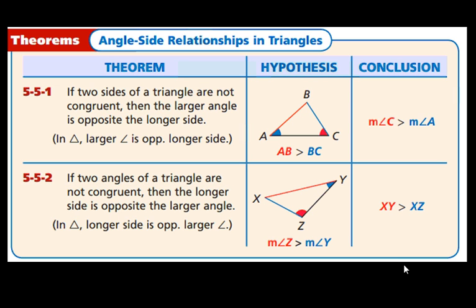So the larger the angle, the longer the side. That's basically what these two theorems state. So if you look at it, one of them says if two angles of a triangle are not congruent, then the longer side is opposite the larger angle.